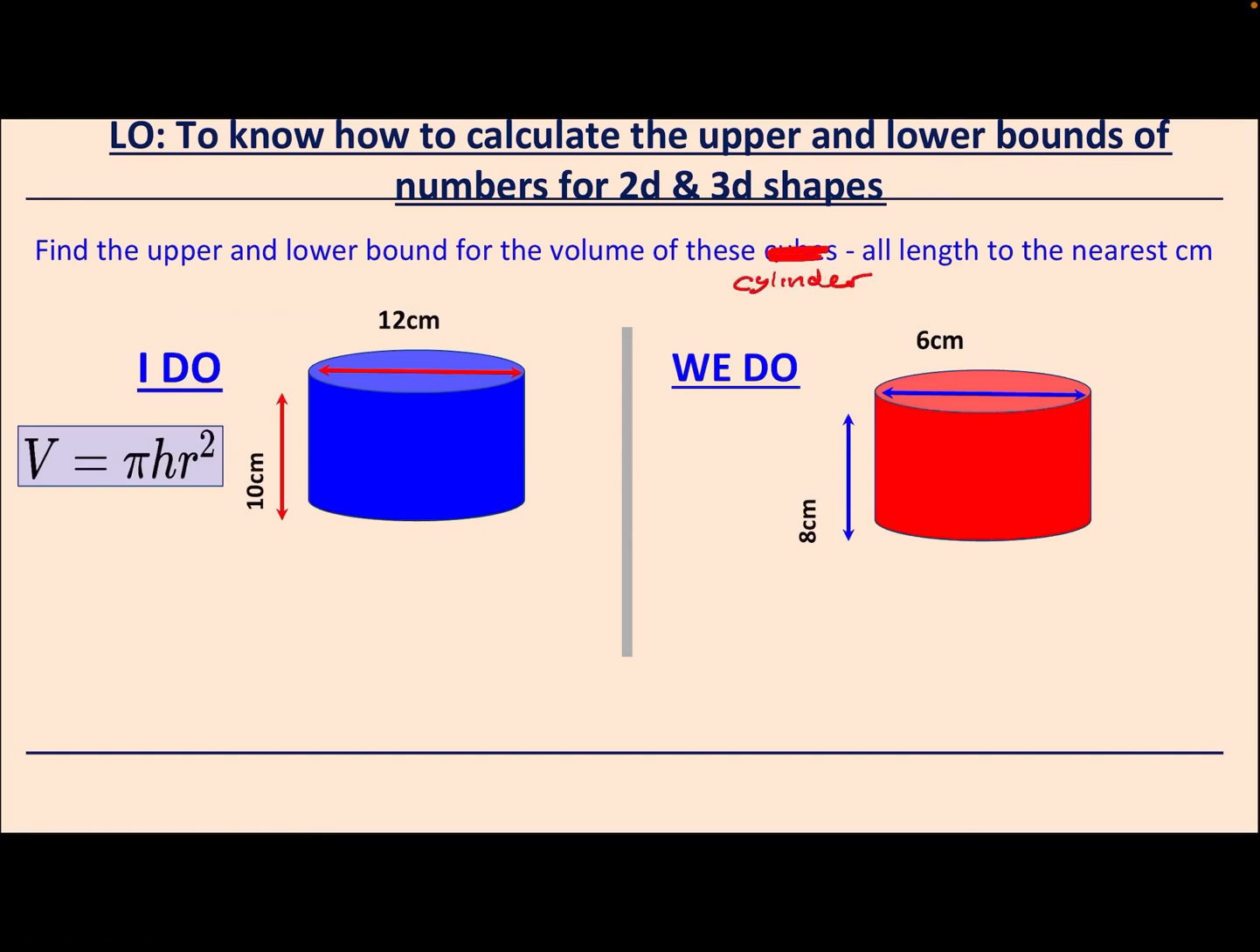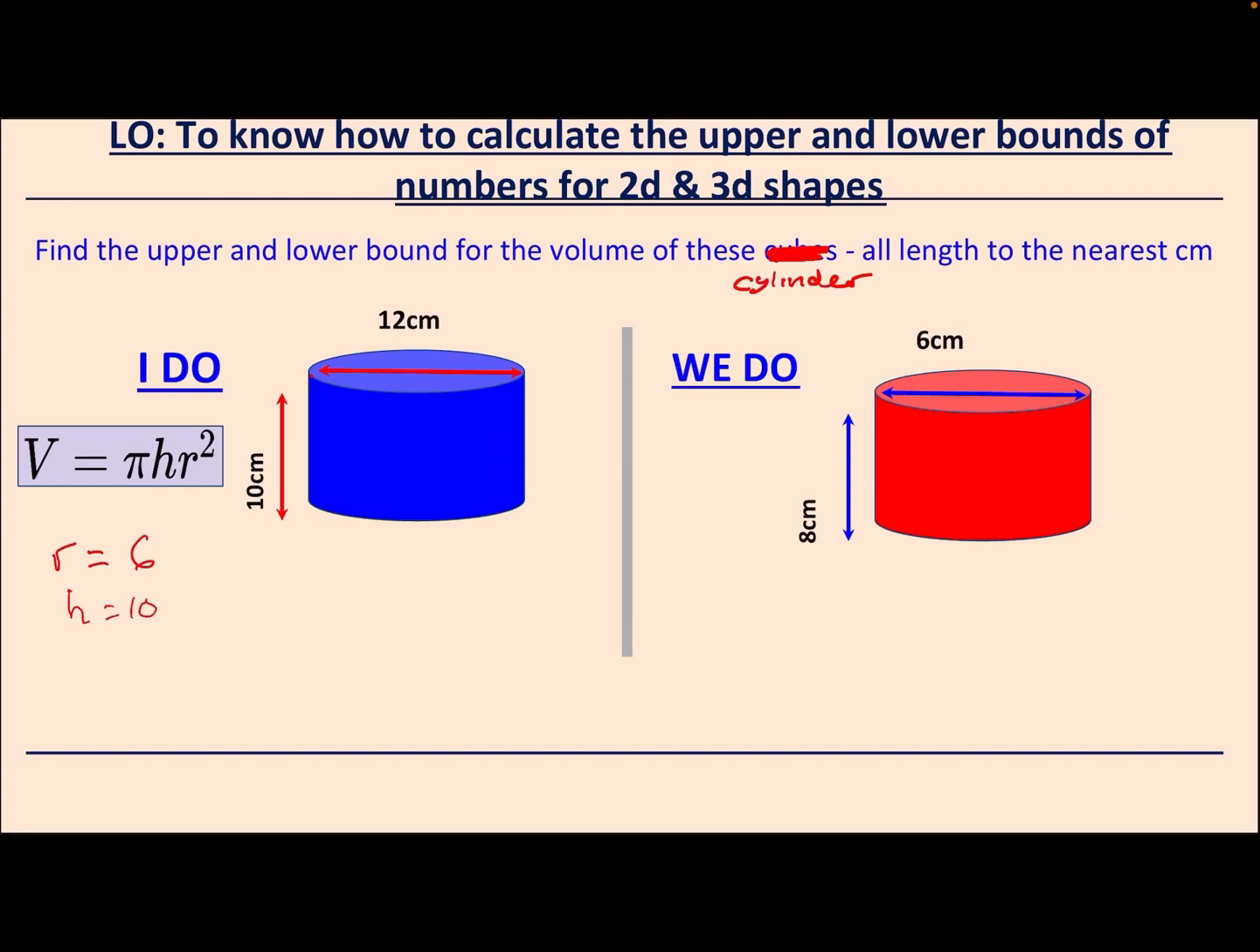So we need to find the upper and lower bound for these volumes, all to the nearest centimetre. So when we're working out the volume of a cylinder, in fact, we need to first find out the radius. So what we have here is from one side to the other side is our diameter, and it measures 12, so our radius is going to be 6. So radius equals 6, and our height is 10.